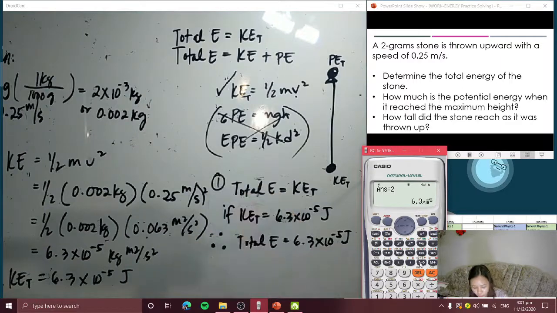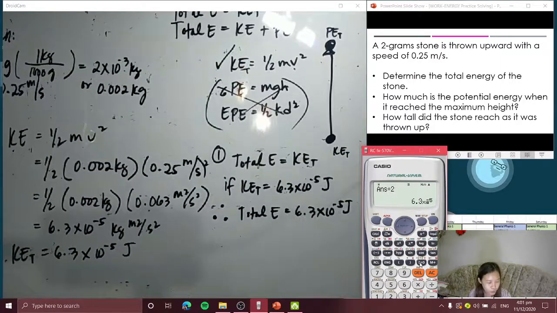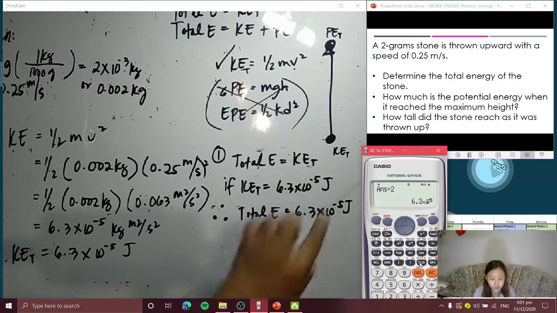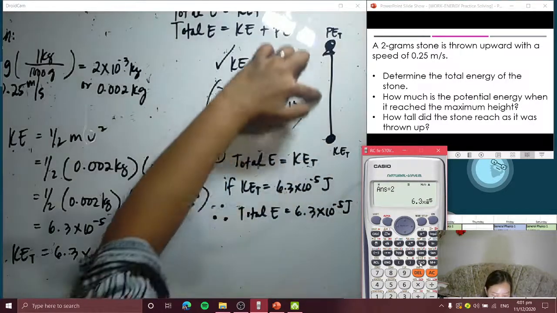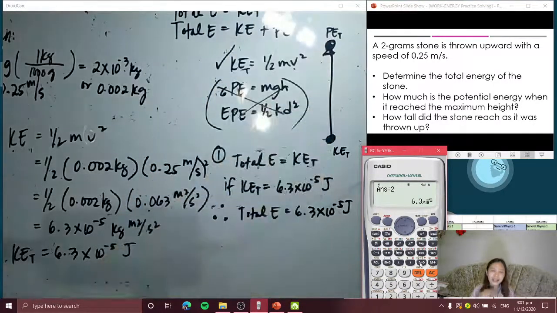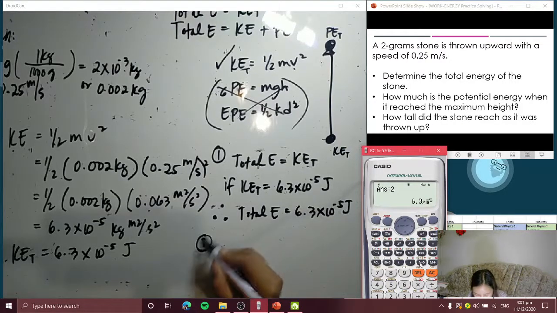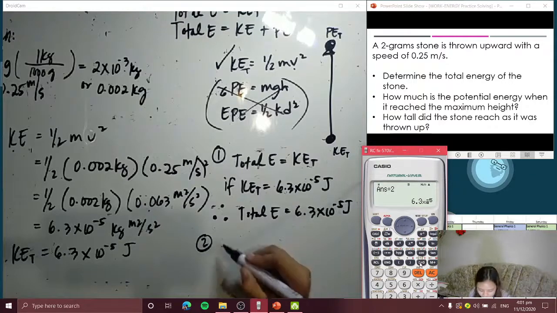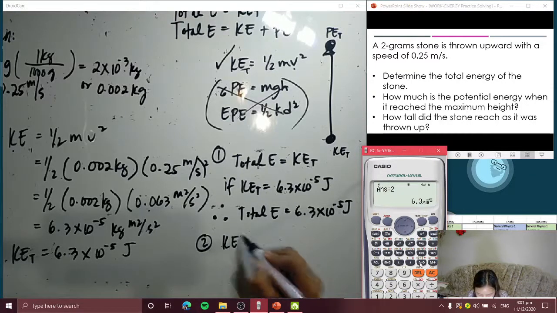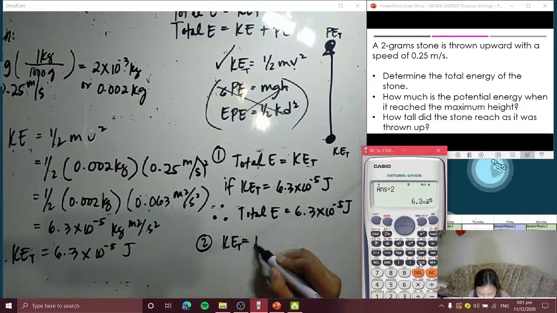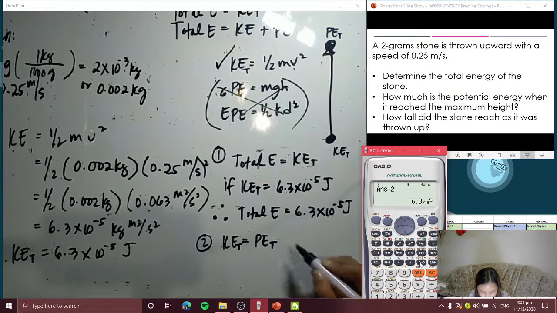This is for number 1. Now for number 2, there's no need for you to calculate. Instead, you just need to analyze it. As the stone reaches the maximum height, the kinetic energy will be lost and the potential energy will be gained. Meaning the lost kinetic energy will be transferred to our potential energy. So for number 2, KE total is equal to PE total.